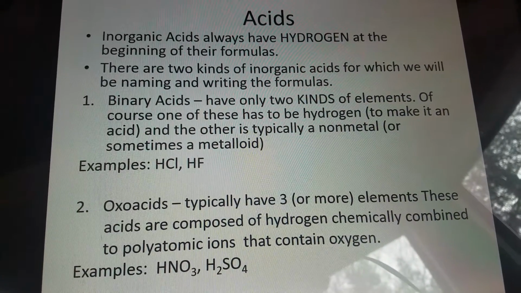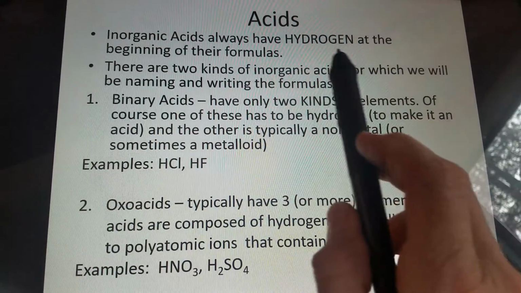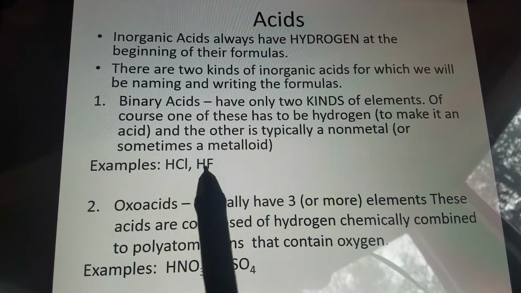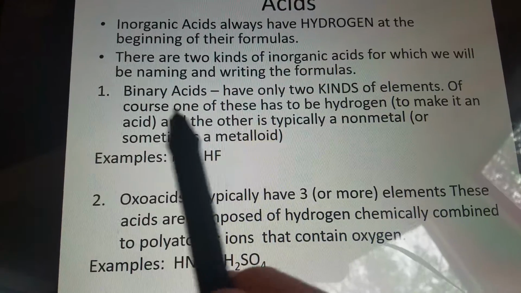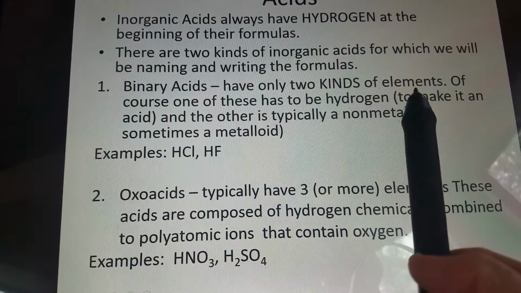Today we're going to look at naming inorganic acids. Inorganic acids always have hydrogen at the beginning of their formula. There are two kinds of inorganic acids we're going to learn to name. The first one are the binary acids. Binary, remember, means that you only have two kinds of elements.